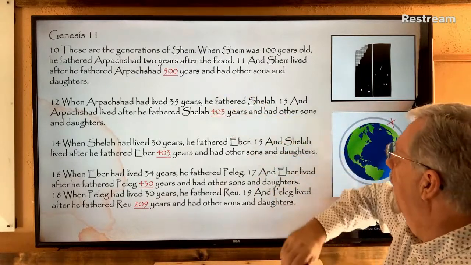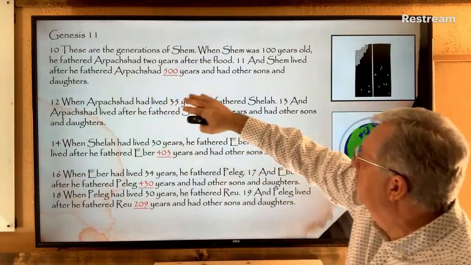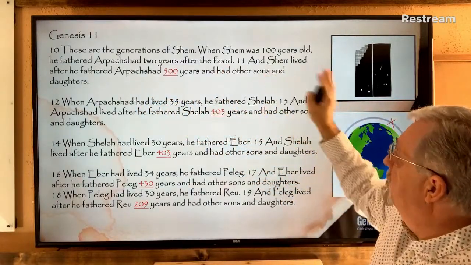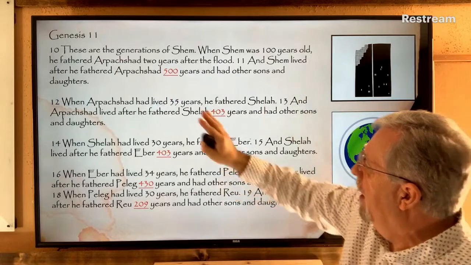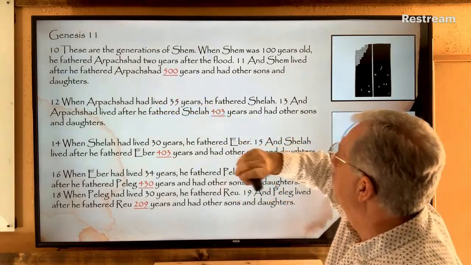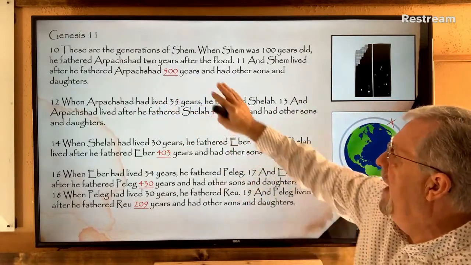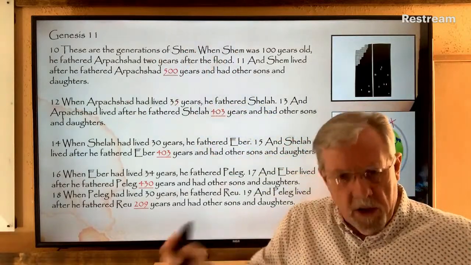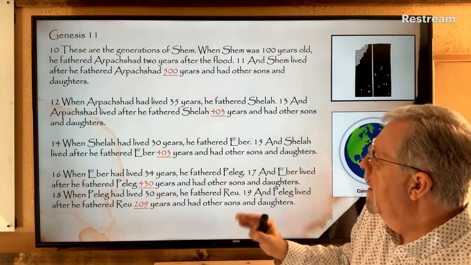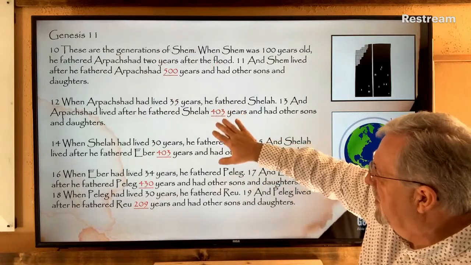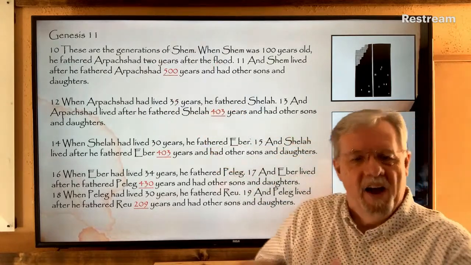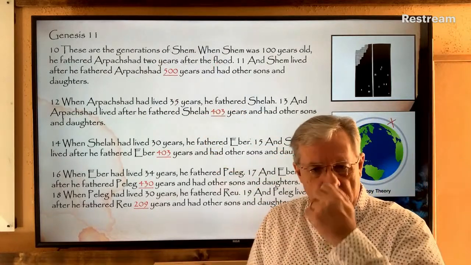2 years after the flood. So this Arpachshad, whatever his name is, he comes 2 years after the flood. And Shem lived after he fathered Arpachshad 500 years and other sons. And so you have to add up all of the years of Shem's life. But what I'm wanting you to see is they're going to be consistent. Each of these is going to talk about after they had their children, how much more did they live?